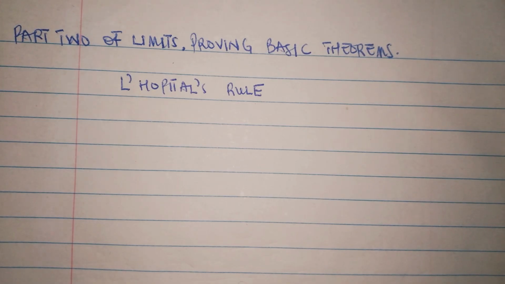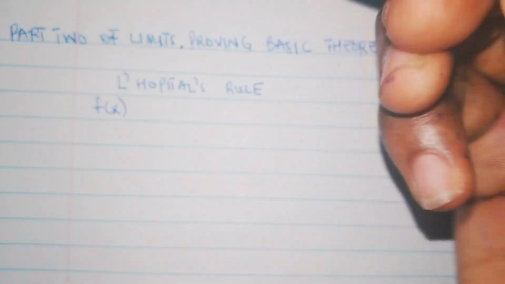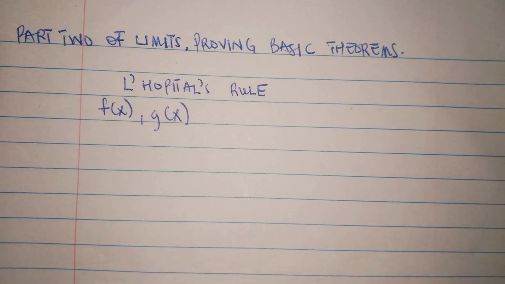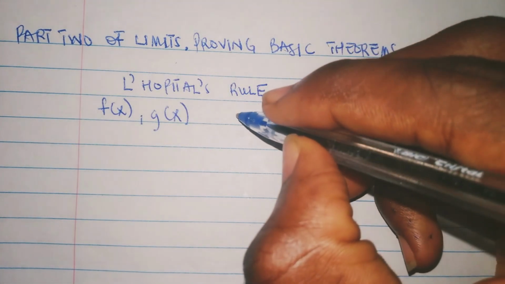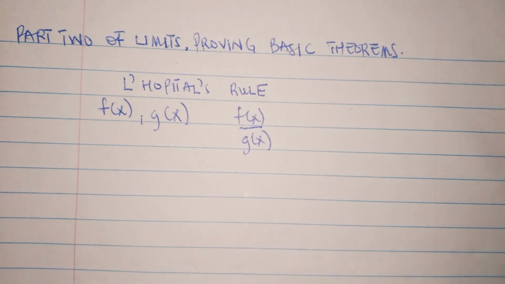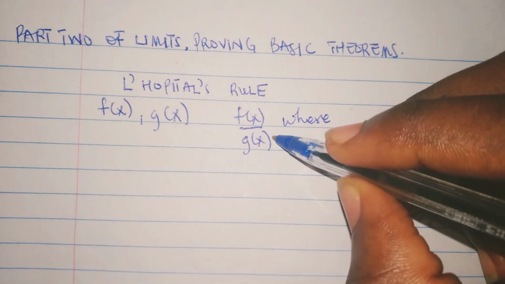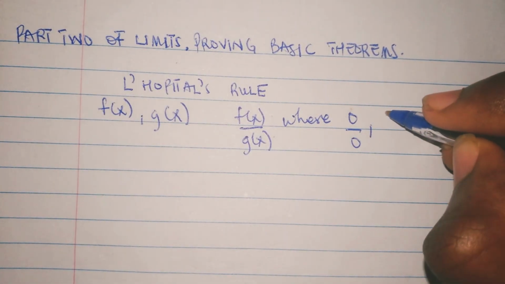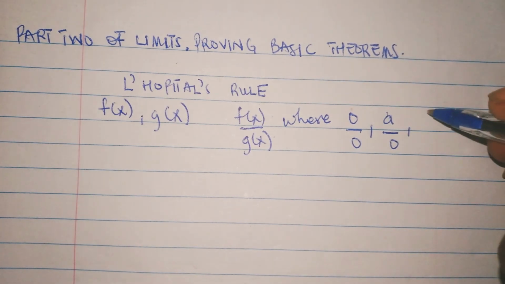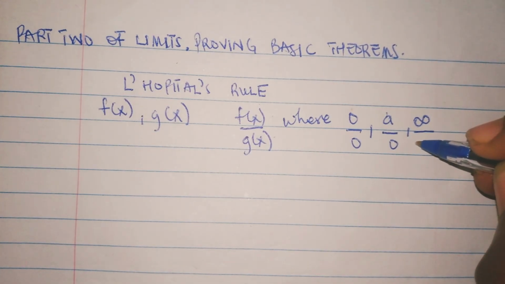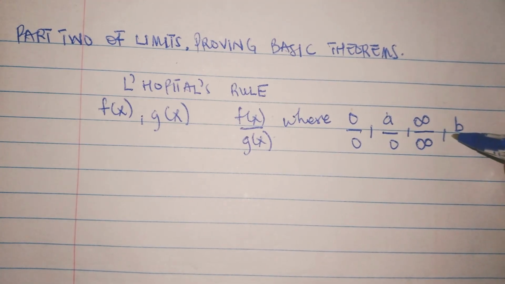Now, what does L'Hopital's rule state? It states that if you have a function f of x and another function g of x, and they are dividing, so you have f of x over g of x, where f of x over g of x is giving us 0 over 0, a number a over 0, infinity over a number, infinity over infinity, or a number b over infinity.